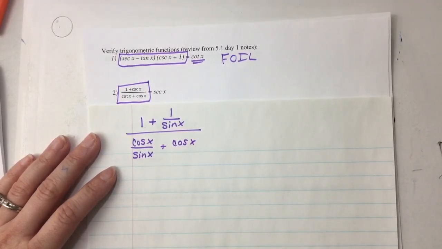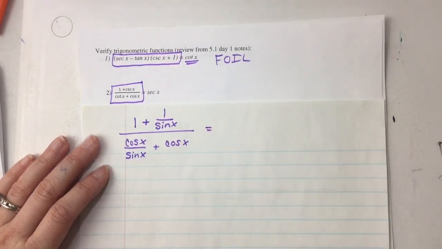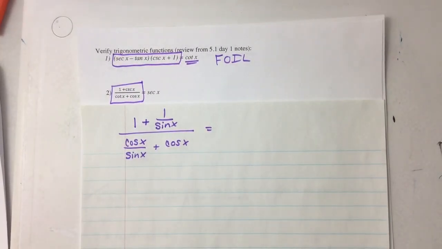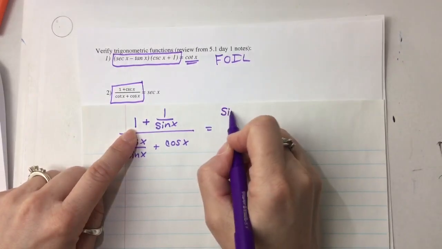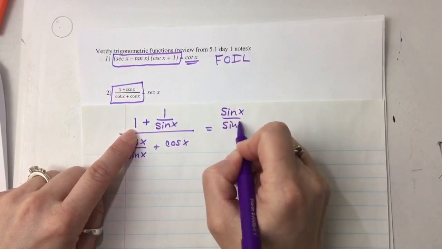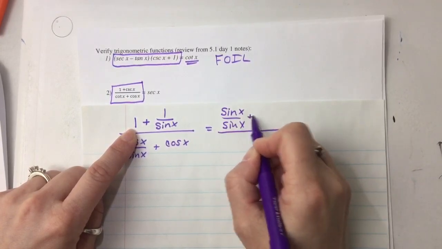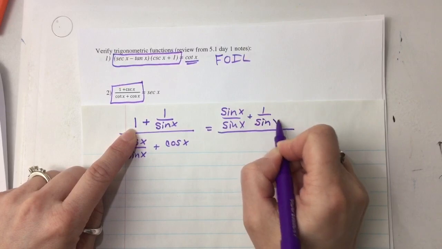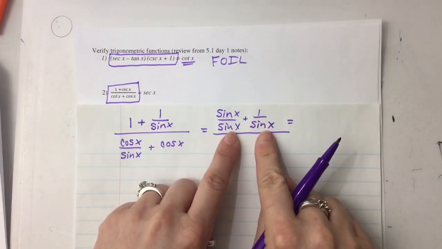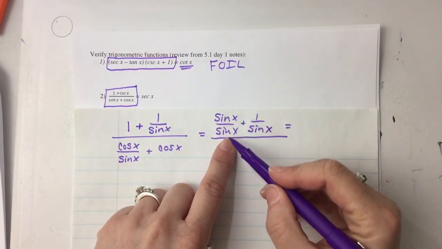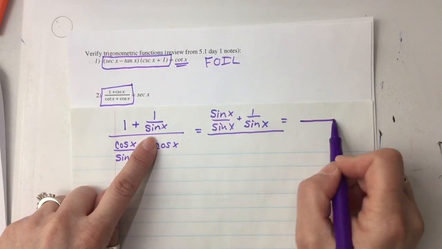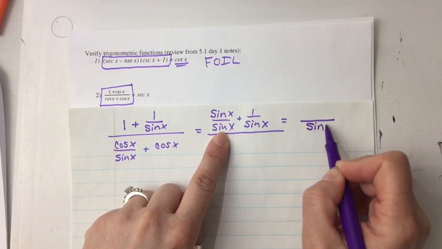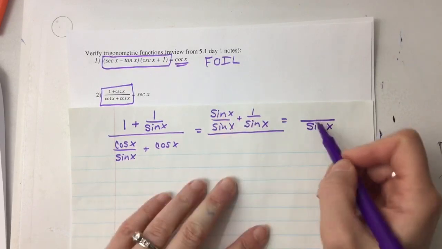cosine of x. Okay, now I know I'm looking at adding fractions on both the top and bottom, so I'm going to try to get this so there's one fraction on both top and bottom. 1 is the same thing as the sine of x over the sine of x. The reason why I would do this is because I can't add these fractions unless you have a common denominator. So the sine of x over the sine of x is equivalent to 1. Now I can add the fractions. The common denominator stays: sine of x plus 1.